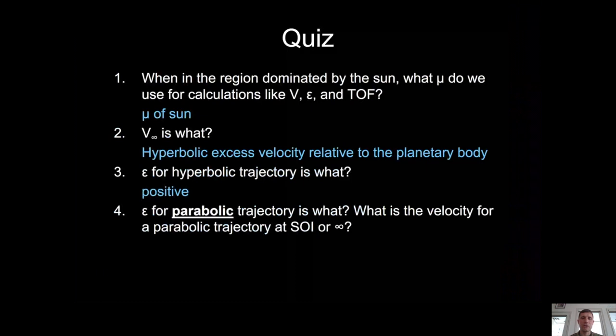And the specific mechanical energy for a parabolic trajectory is what? Again, hark back to your early astro lessons. For specific mechanical energy, a parabolic orbit will take you right to the very edge of the gravity well and stop. So that energy is going to be equal to zero. And because we're stopping, our relative velocity at the sphere of influence, SOI, is also zero.